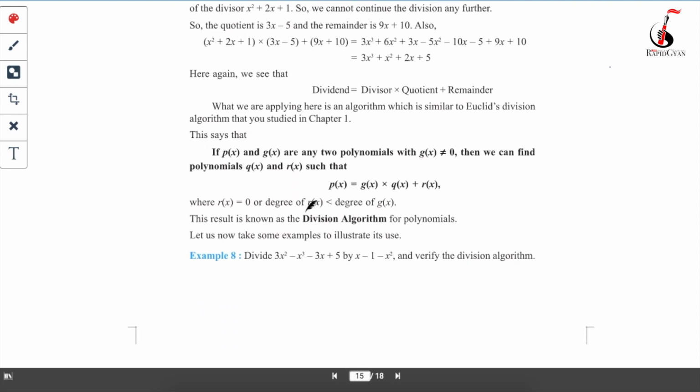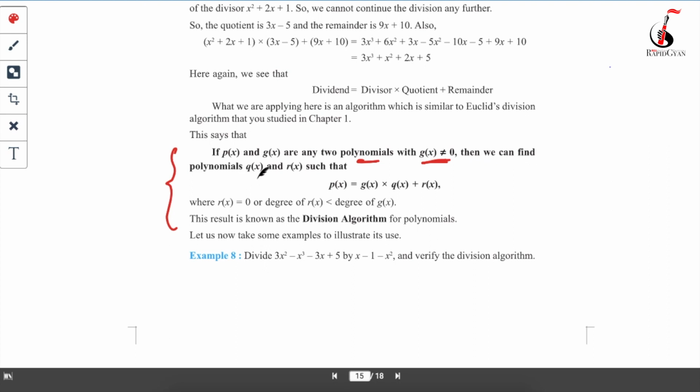So here is the definition of the division algorithm. What is the definition saying? That if p(x) and g(x) are two polynomials where g(x) should not be equal to 0. Whenever you are going to divide two polynomials, your divisor should never be equal to 0. So g(x) cannot be equal to 0.